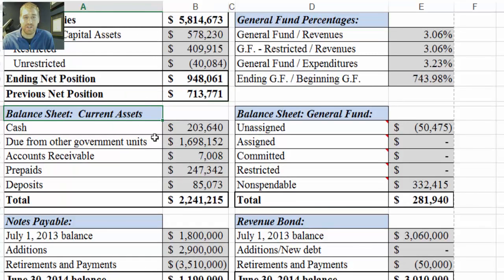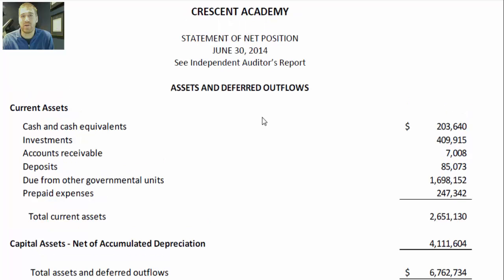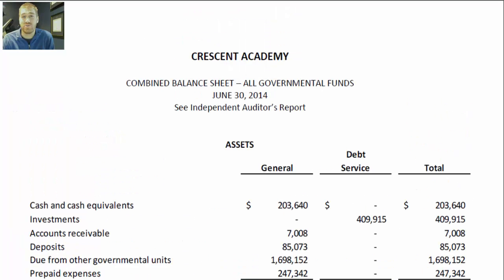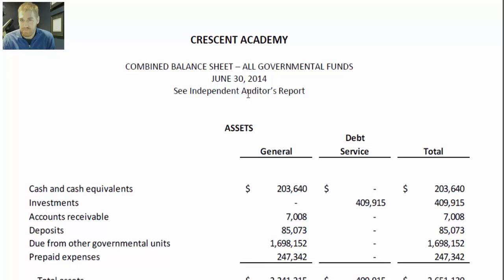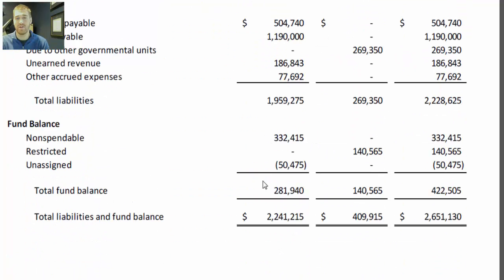These are balance sheet general fund current assets, cash, etc. And then over here is the balance sheet general fund classifications. So we will go back to the audit. The balance sheet is 2 pages after the statement of net position. So 1, 2. Here's the balance sheet. Again, even though there's a debt service fund, we're going to stick in the general fund. So these are the assets that should match up to the sheet. And then as we move down, we'll see our fund classification. There's actually a negative unassigned fund balance of $50,475.